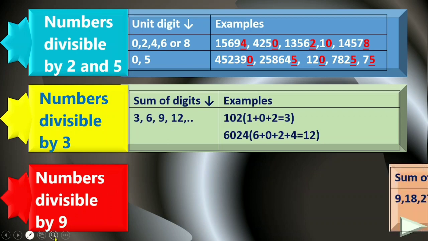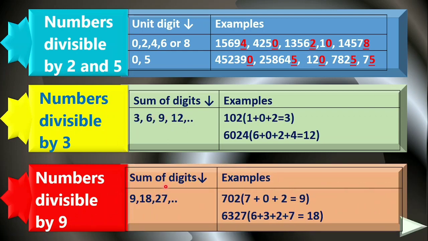Similarly, for numbers divisible by 9, sum of digits should be either 9, 18 or 27, etc. Examples you can see in 702, we get after adding 9. In example 6327, after adding result is 18. 18 is divisible by 9. So the number 6327 is divisible by 9. Numbers divisible by 4.